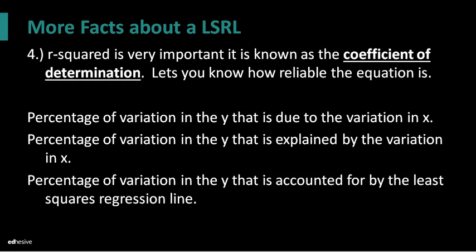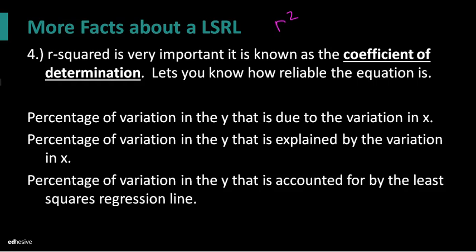Now we all know what r is, right? R measures the strength and the direction of a linear relationship between two quantitative variables. But if I take r and simply square it, I get something very different. It's called r squared. It's also known as the coefficient of determination. I'm going to talk a little bit later in this video about the importance of r squared, but r squared is really, really important.